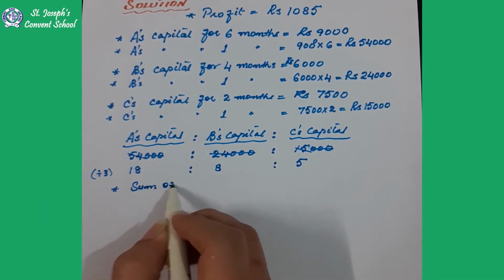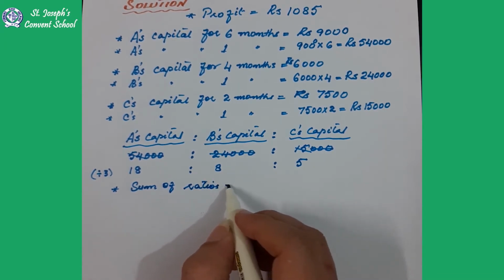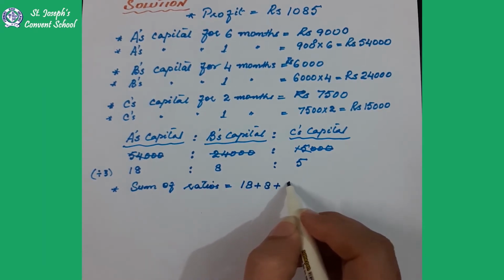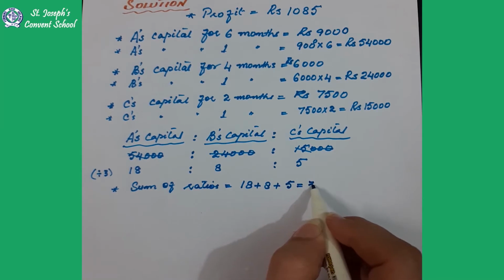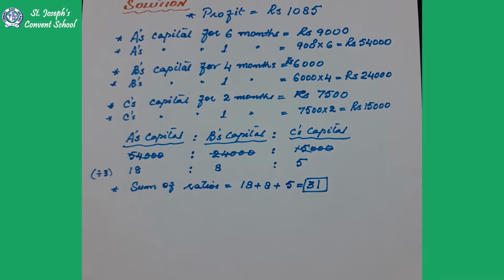Sum of ratios. So it is equal to 18 plus 8 plus 5 equals 31. So this is the sum of ratios. Now we will find each one's share in the profit. We got the ratio of each one and the sum also. Now we will divide the profit between all three of them one by one.